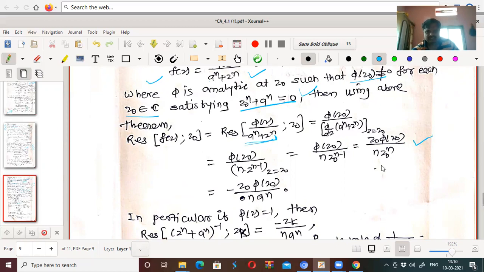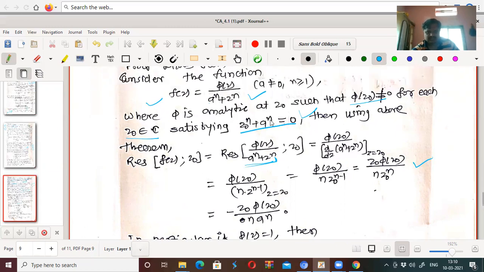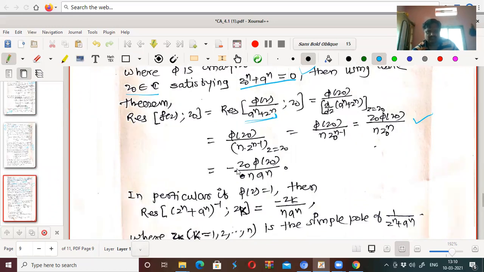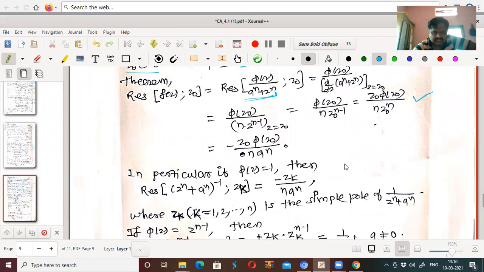Why that minus? Because z0 is a function satisfying this, that is z0 raised to n is minus a raised to n. In particular, if phi z equal to 1, then the residue of z raised to n plus a raised to n to the power minus 1 at zk is equal to minus zk divided by n into a to the power n, where zk is the simple pole of 1 upon z raised to n plus a to the power n.